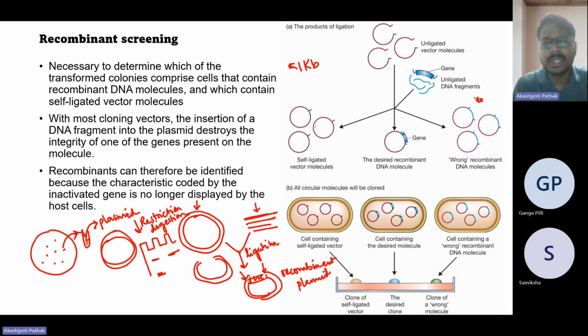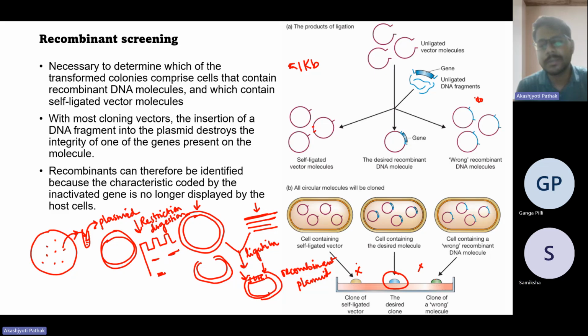Now, because these vectors will have your resistance genes, you will get colonies of these populations also, and these populations also. But what is desired is this one. You want only these type of colonies. You don't want these type of colonies. So cells containing self-ligated vector will also give you colonies, and cells containing the desired molecule will also give you colonies, and cells containing wrong recombinant DNA molecules will also give you colonies.